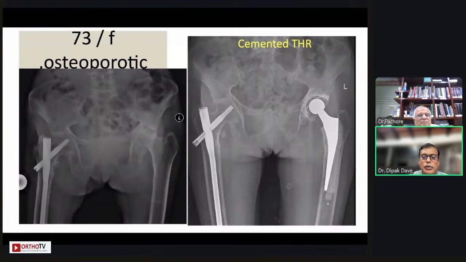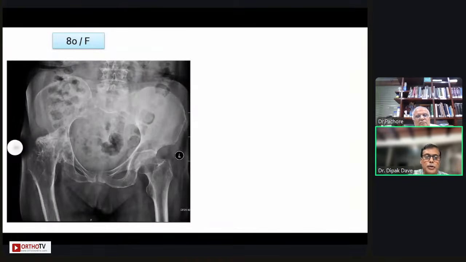Osteoporotic 73-year-old female, left side THR is needed. I have done a cemented. So don't hesitate to do a cemented total hip. If it is old age, osteoporotic, Dorr type C canal, don't hesitate to do a cemented. Cemented also gives very, very good results if it is properly done.